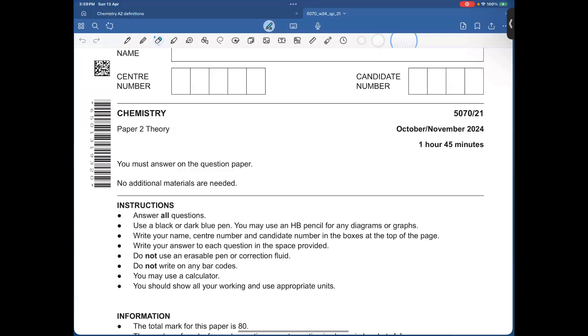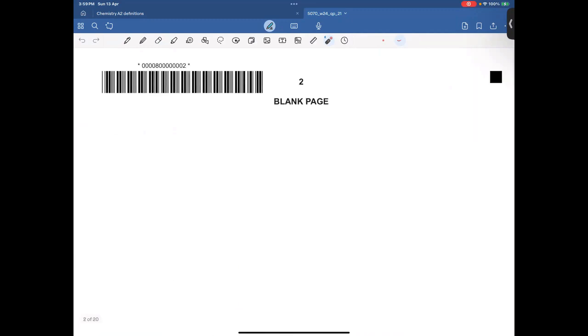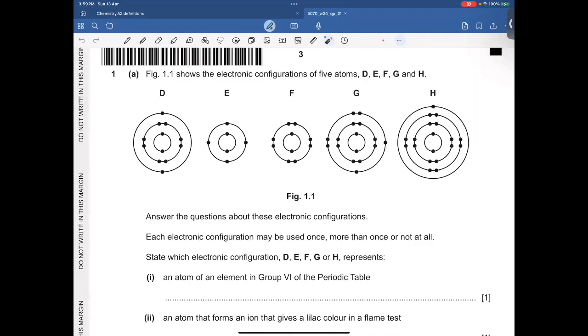All right, so let's start. Paper 2 of O-Levels, October/November 2024, variant 21. Question number 1. Figure 1.1 shows the electronic configuration of 5 atoms. Answer the question about these electronic configurations.